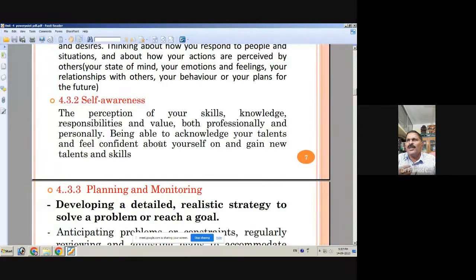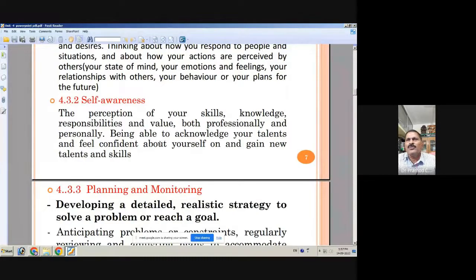When we acknowledge our talents, and when we feel confident that we can do something, when we know our talents and skills, then we can develop self-confidence. And it helps us to finish the work. That is self-management. Self-management is always related to self-awareness. You must know your capacity.